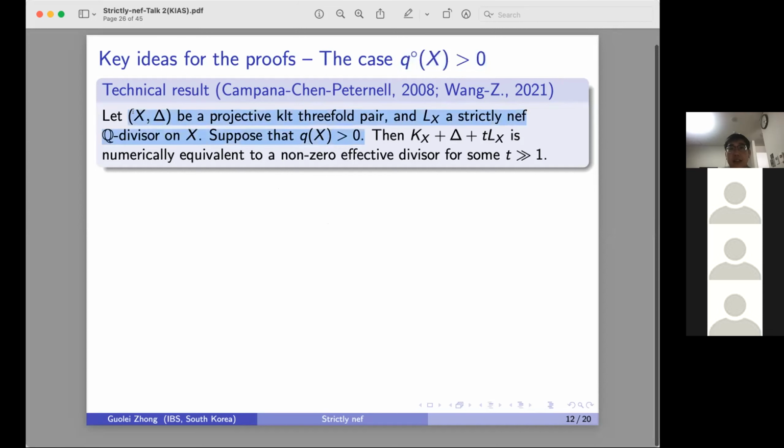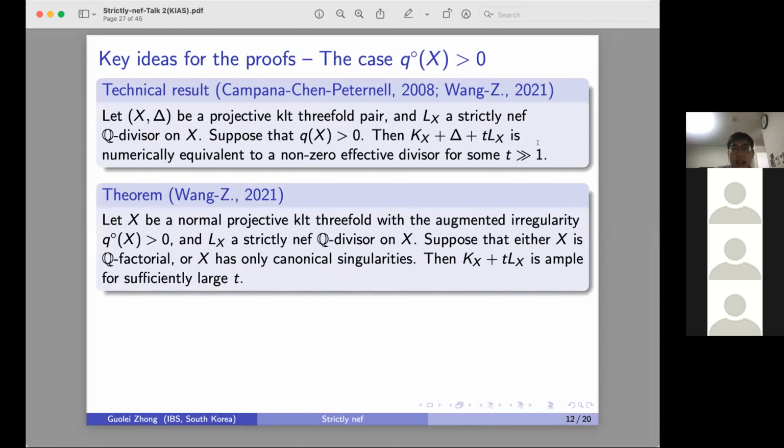Okay, so we just first consider the case q positive. In this case, we can show that Kx plus delta plus TLX is numerically effective. Someone will have some high dimensional analog as observed by Peternell and Lazić. However, they assumed Kx plus delta is pseudo-effective, but in our case, we don't assume such a condition, because we already have such strong conditions, strictly nefness. So we don't require Kx plus delta is pseudo-effective. In some other papers, they may assume Kx plus delta is pseudo-effective by running the minimal model program. But here we don't need this.